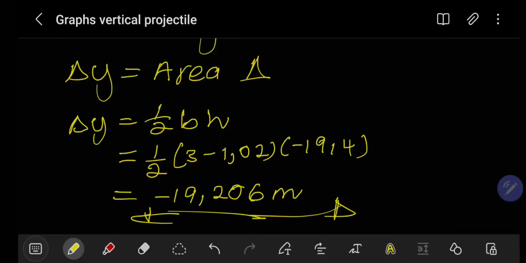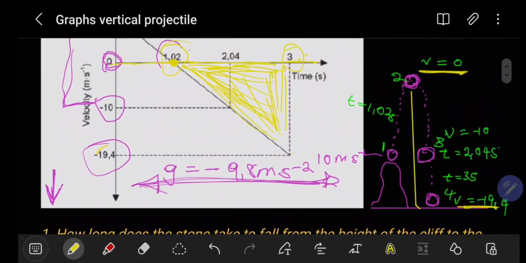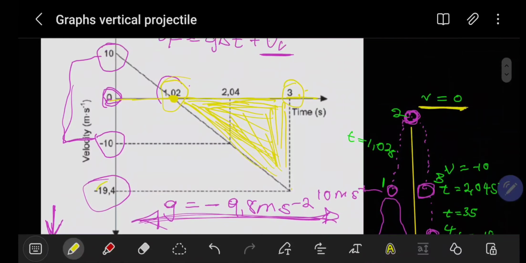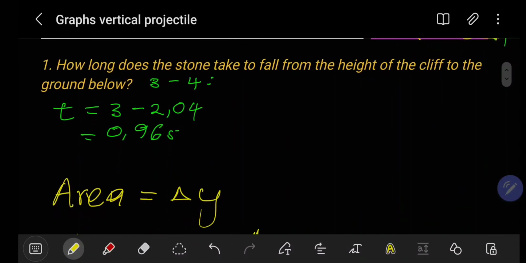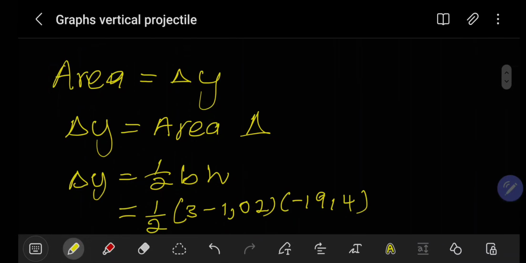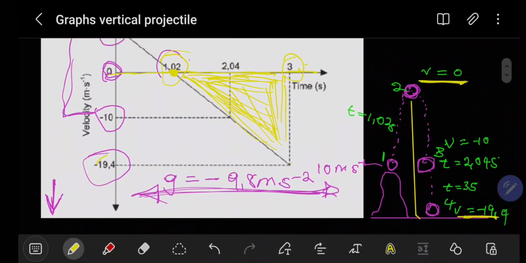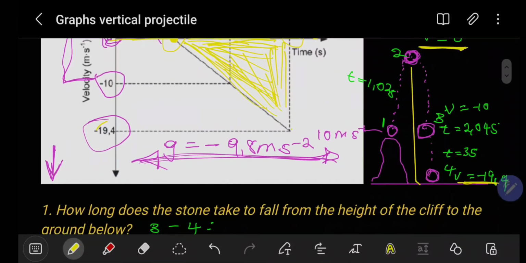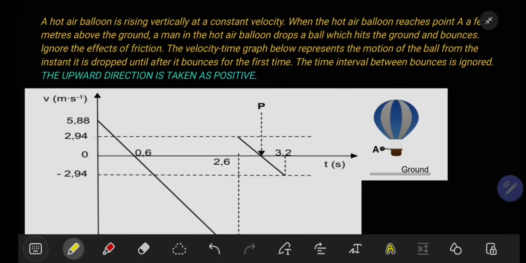So this is how you can find your displacement. You can use the graph, you can use the equations of motion, or howsoever you feel like you can find this displacement. There are many ways to kill a cat. So we are done with this question. Then I think we should move to the next one.